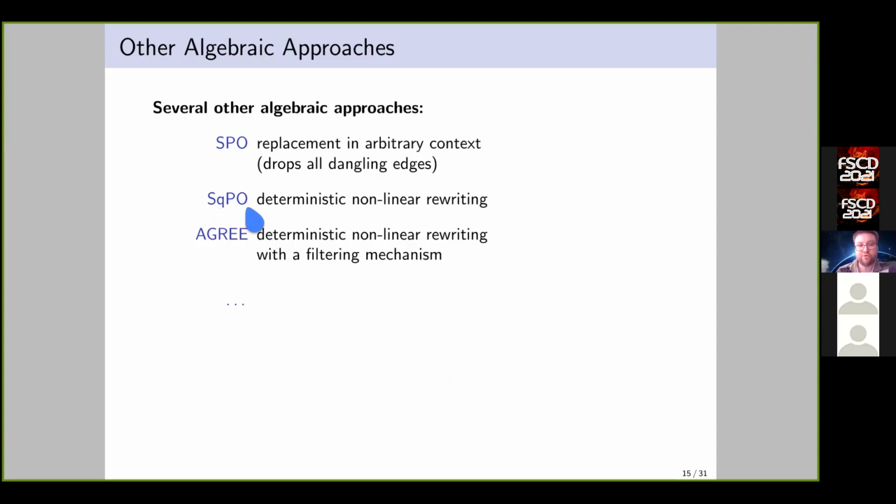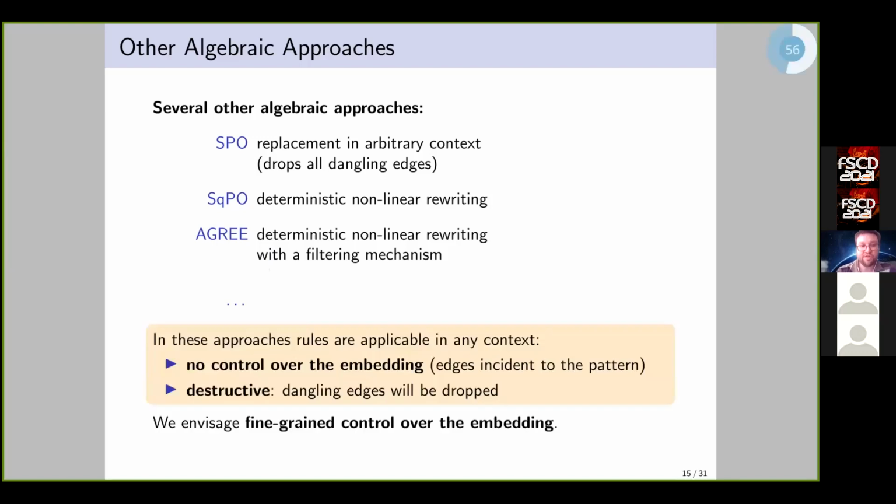The hash-queue pushout introduces some duplication, and the framework agree introduces duplication with a filtering mechanism, so that you don't have to duplicate everything, but you can pick what you want to duplicate. But all these approaches have one drawback. There is very little or no control over the embedding in the context. All of these that are listed here allow the rule to be applied in any context. As soon as you see the left-hand side pattern occur, no matter how the context surrounding the rule looks, the rule can be applied. And these approaches are destructive, so dangling edges will simply be erased.